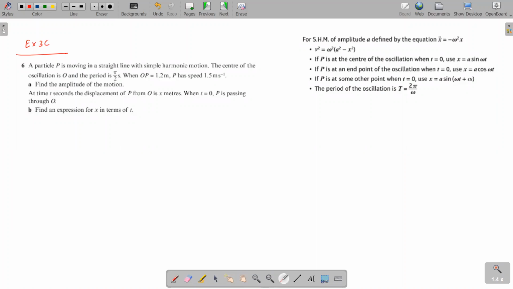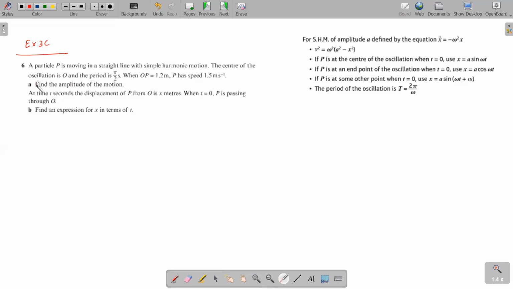Okay, so we continue with exercise 3C. I'll continue with question number 6, questions related to simple harmonic motion. In the previous part, I gave you all the rules that you require in order to do the simple harmonic motion questions. So now we will continue to use these equations and try to make ourselves familiar with them.